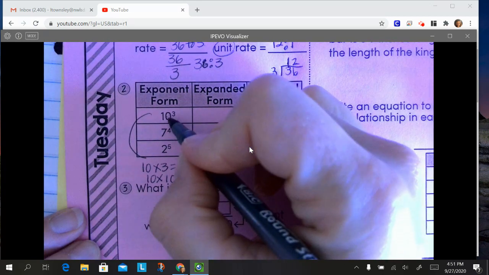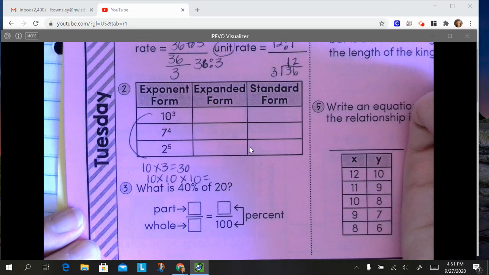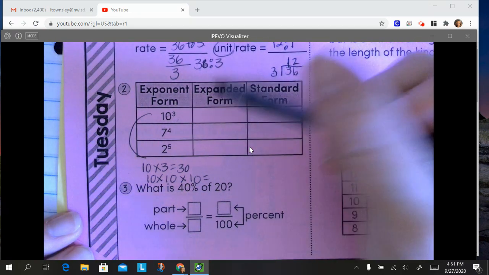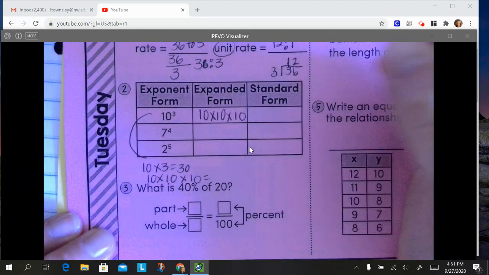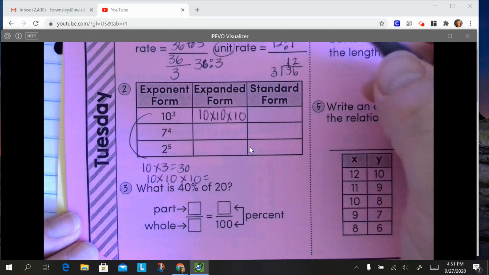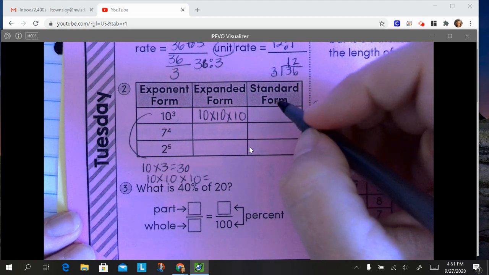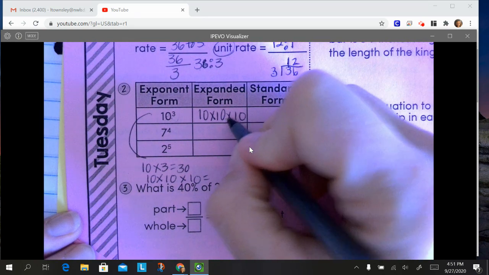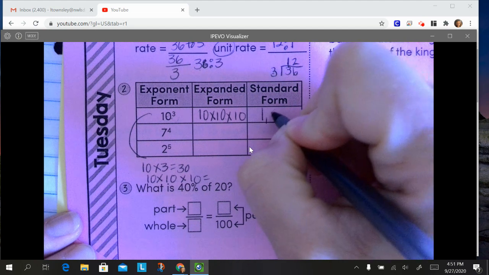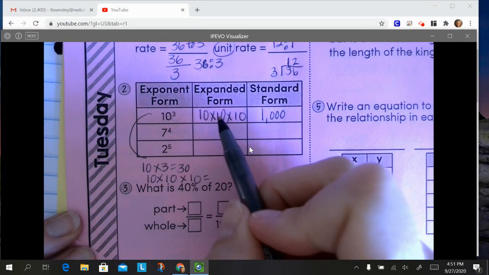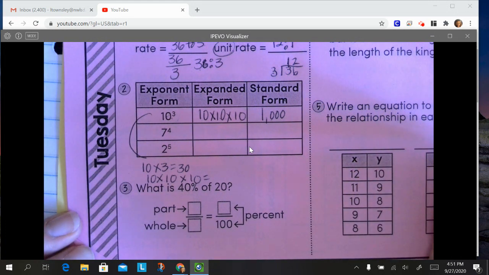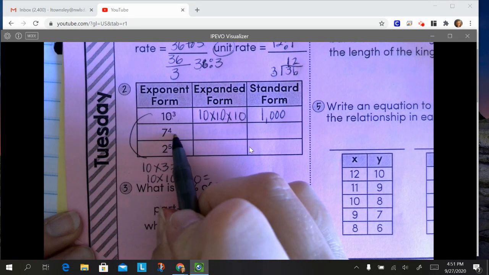So they're looking for us to figure out the exponent expanded in standard form. Okay? So the expanded form is 10 times 10 times 10. Remember, I told you it's not 10 times 3. Okay, and the standard form would be the answer of this. So it would be 1,000. Okay, so 10 times 10 is 100. 100 times 10 is 1,000. All right, good job.